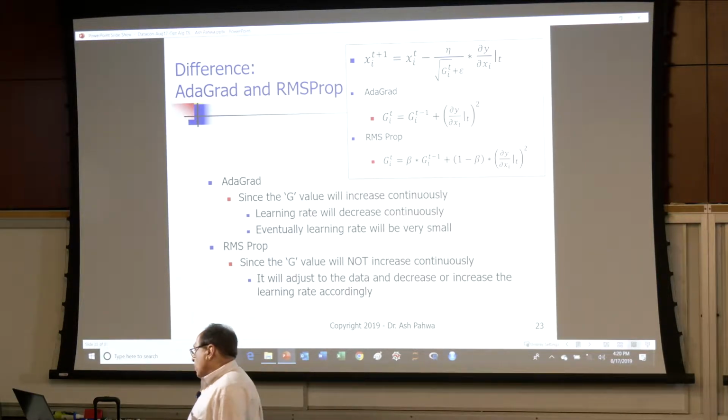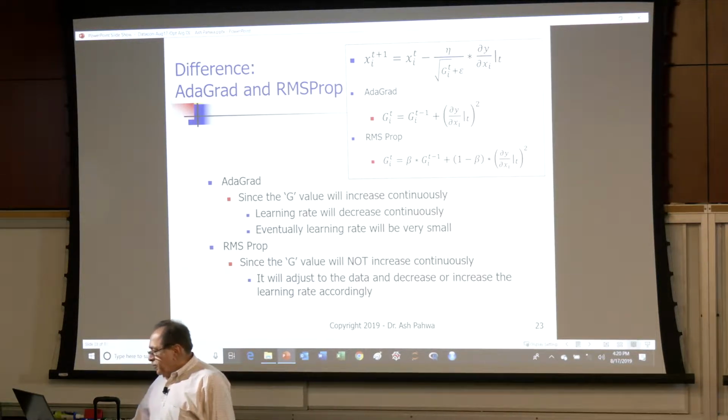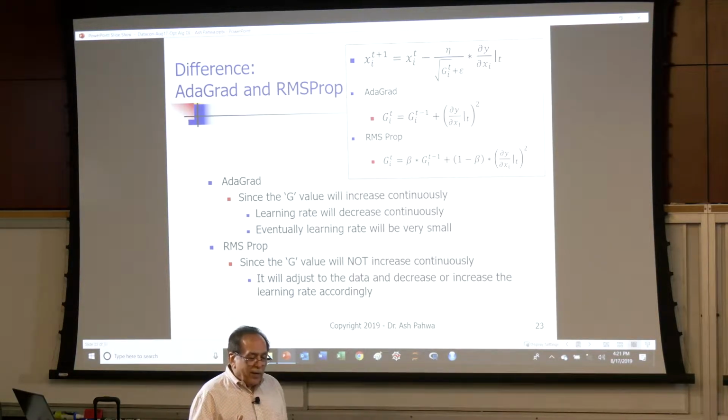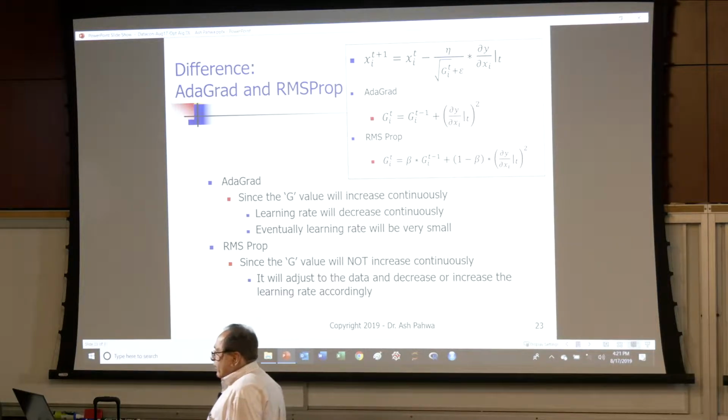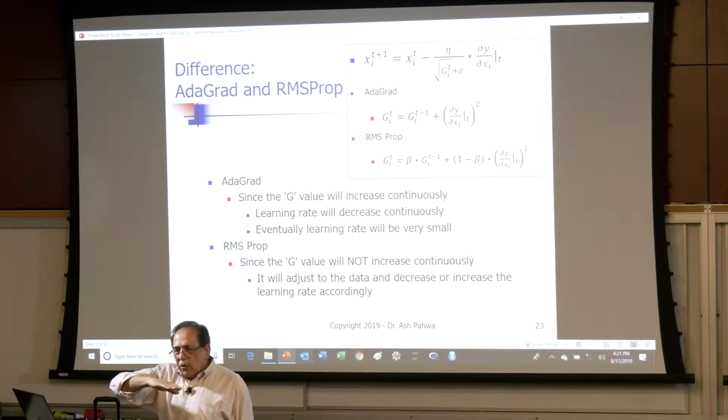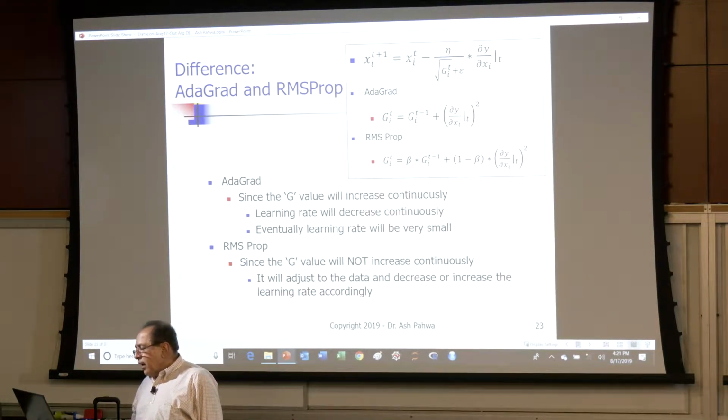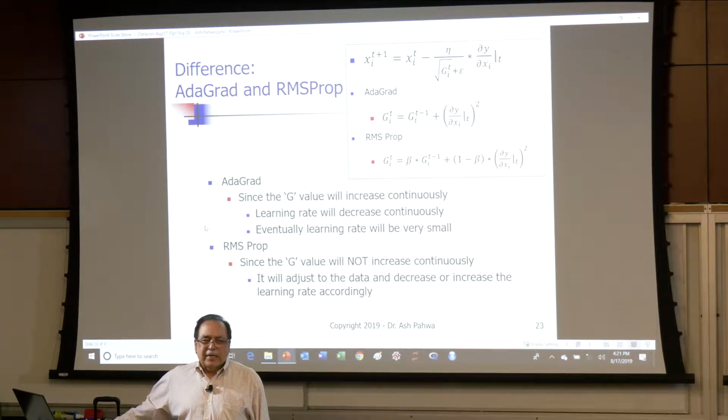RMS Prop solved the problem up to a certain extent, and here the g value will not increase continuously. So, they basically said the g function is a very good idea, but we are going to increment the value of g based on an exponentially weighted moving average. So, the g does not increase at a very high level, it grows slowly, and because of that this problem was solved up to a certain extent.